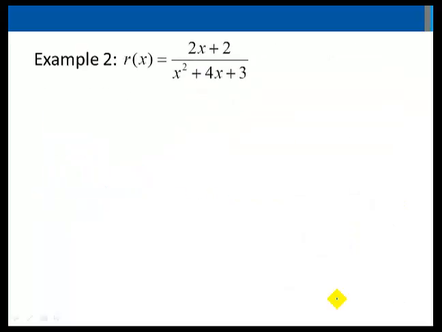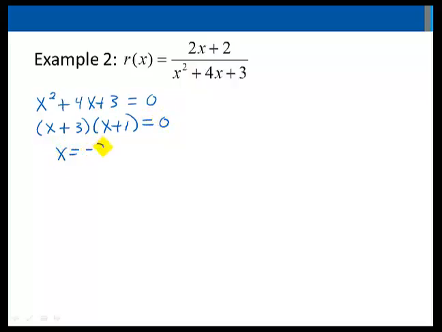In example 2, we'll find the domain of r of x equals 2x plus 2 over x squared plus 4x plus 3. We want to make sure that we do not include x values in our domain for which x squared plus 4x plus 3 is equal to 0. We'll factor x squared plus 4x plus 3 into x plus 3 times x plus 1. Set each factor equal to 0 to get x equals negative 3 and x equals negative 1 as the x values that need to be excluded from the domain.